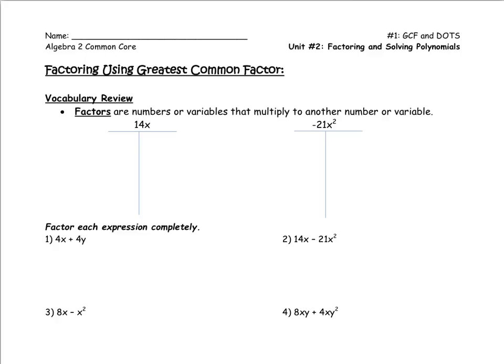Hi everyone. Today we will begin a new unit. The new unit is called Factoring and Solving Polynomials. The first lesson in this unit will be a review of factoring GCF and DOTS. GCF stands for greatest common factor and DOTS stands for difference of two squares.